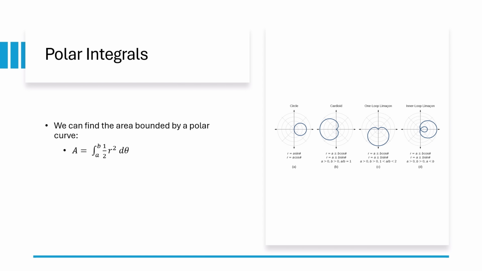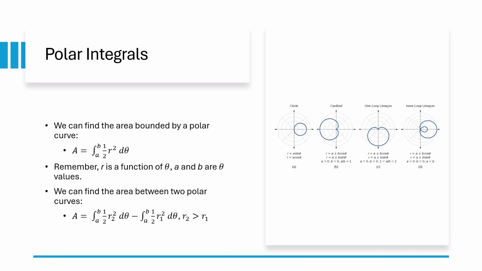We can use the formula area equals the integral from a to b of 1/2 r squared d theta, where a and b are theta values and r is a function of theta, to get the area bounded by a polar curve. If we want to find the area between two polar curves, we find the outer area, and then we subtract the inner area.